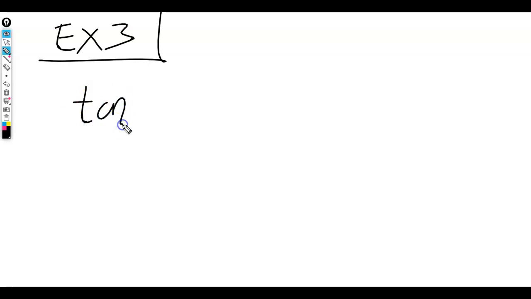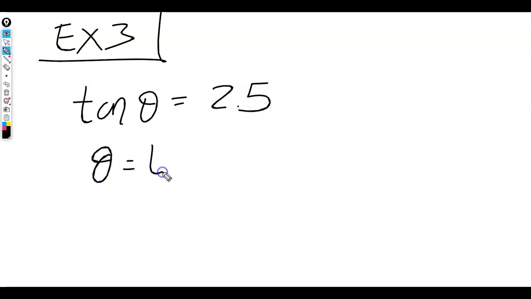Let's go ahead and do some tangent problems here. Example 3. Once again, we're going to stick between 0 and 360. Let's say I had tangent of theta is equal to 2.5. Of course, we're going to arctan both sides. Okay? So, we have arctangent of 2.5 is 68 degrees.